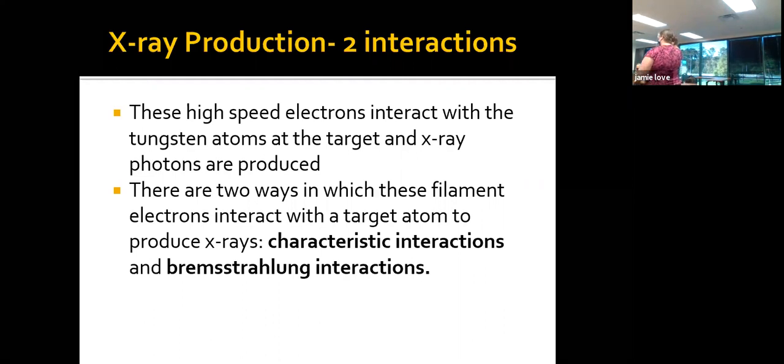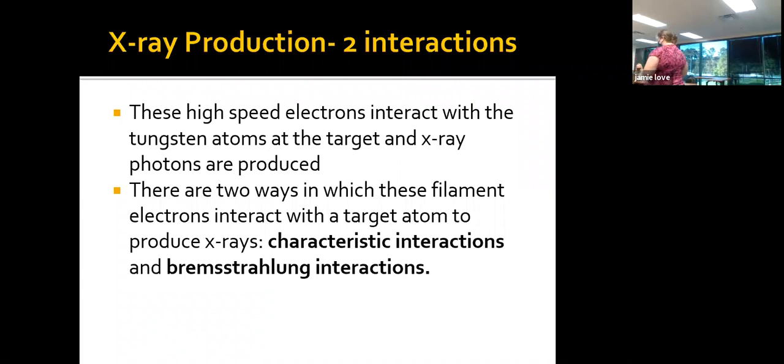So two things happen at the target when those electrons hit it, and that's the first thing in chapter 6, page 62: characteristic interactions and Bremsstrahlung interactions. That's what this whole chapter is about, those two main interactions.